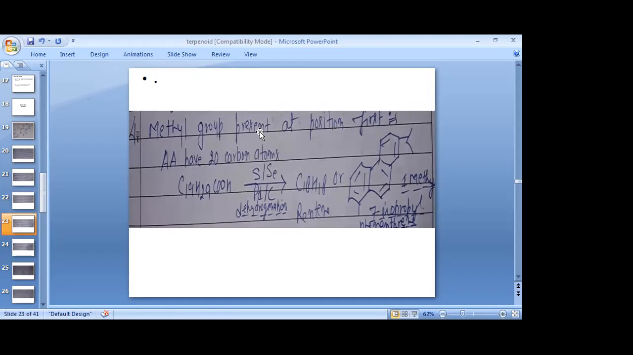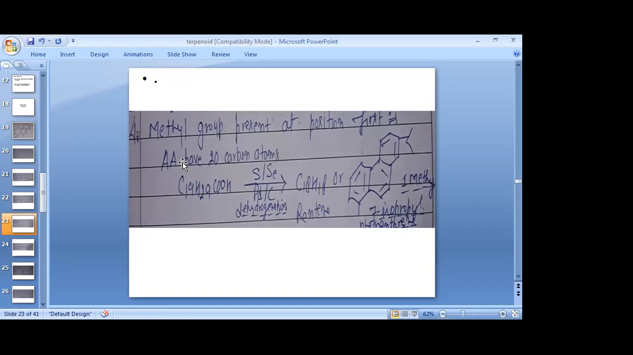Now the next point: the methyl group present at the first position. You know, there are two methyl groups, one is the angular methyl group and the second is the methyl group at the first position. So how do we confirm the methyl group is present at the first position? Abietic acid has 20 carbon atoms.